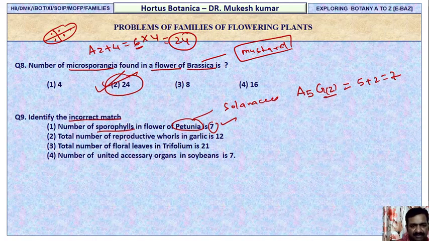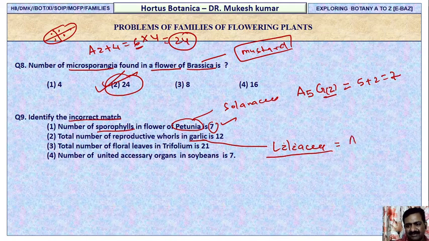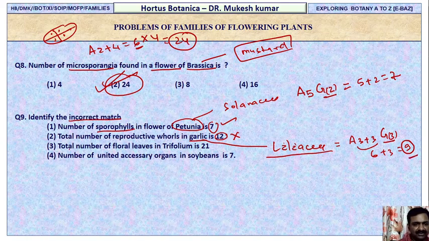Now, total number of reproductive sporophylls in garlic. Remember, garlic is the Liliaceae family. In Liliaceae they are talking about reproductive, which means the same as sporophyll; only the wording is changed. So in Liliaceae what do we have? A 3 plus 3, and gynoecium 3 under bracket. So the total is 6 plus 3, which is 9. They have given 12, so this is the wrong answer. It must be 9.